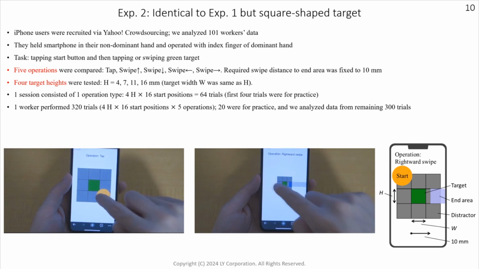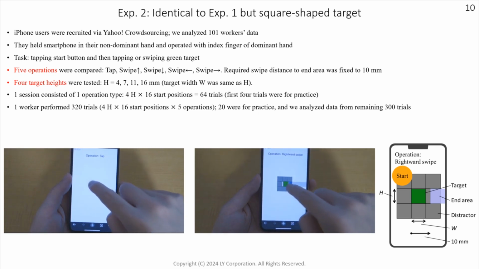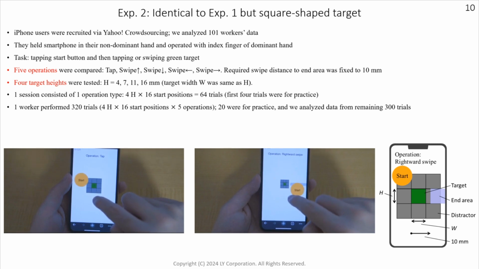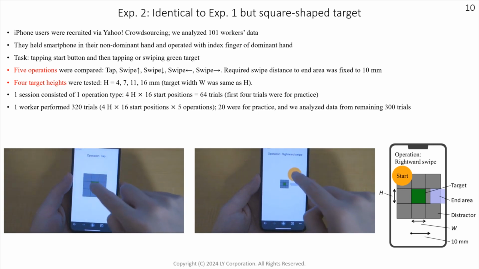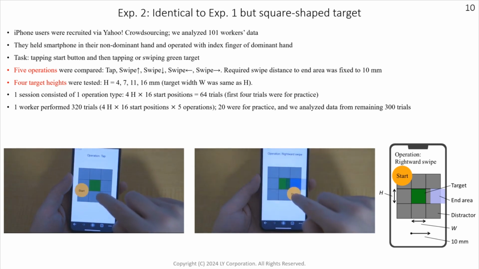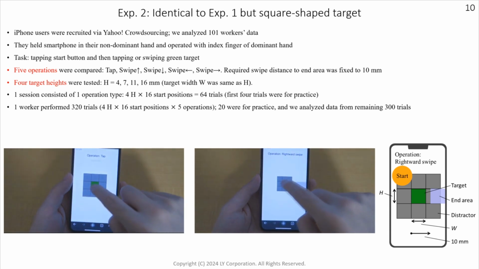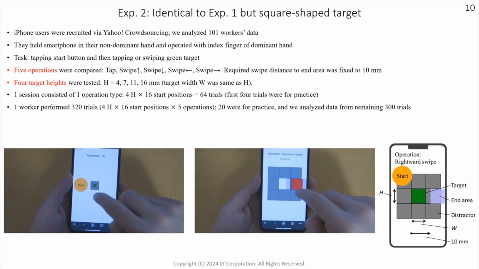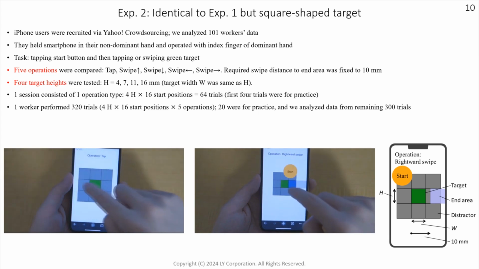Next, let me explain experiment 2. The only difference was that the target shape became square, which increased the task difficulty. However, the results were almost identical, so I will explain the results briefly.